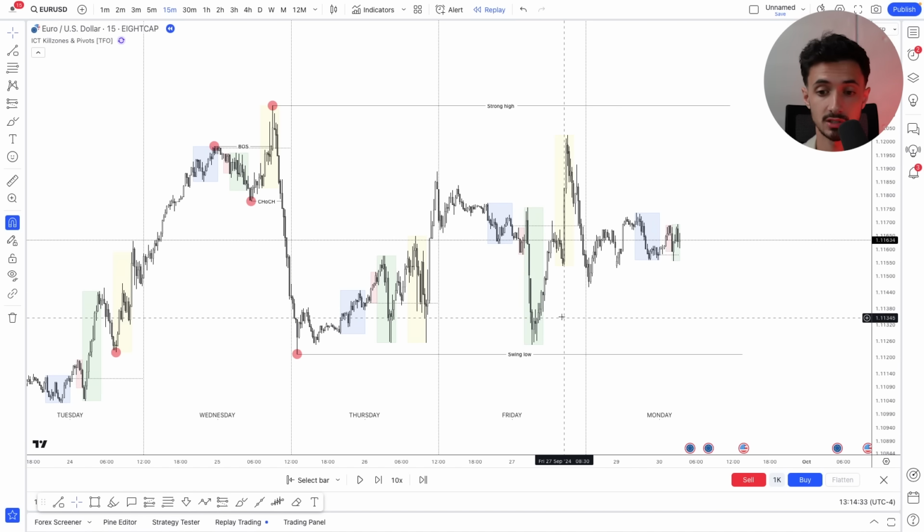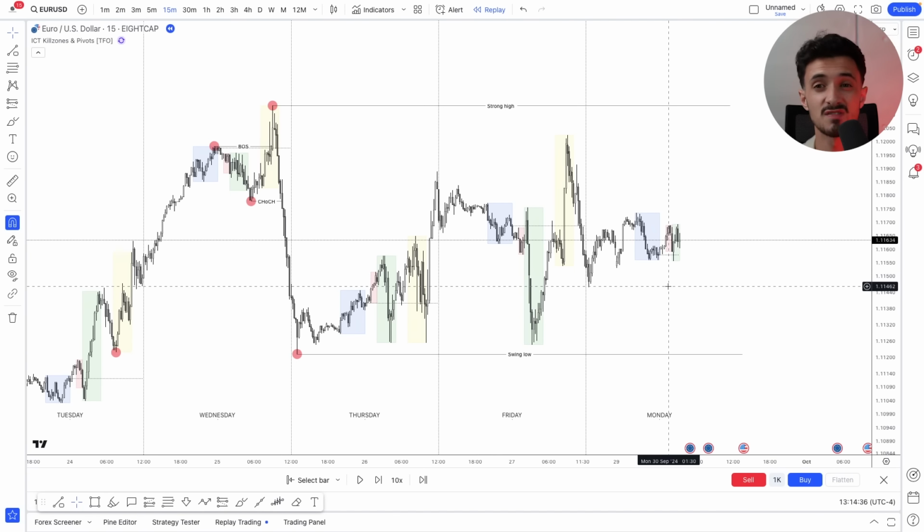That's literally all this does. It just shows me the times of the sessions, which is very, very important. Something that I won't go into today, but understanding sessions and timings and liquidity around sessions is so, so important. But let's go ahead and get into this.